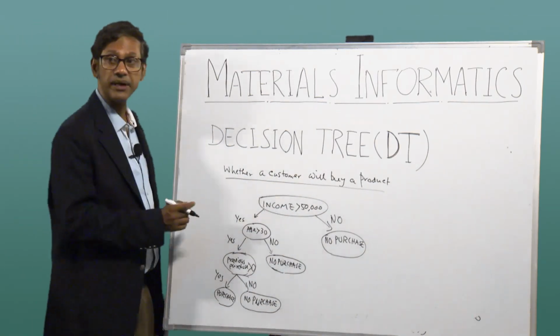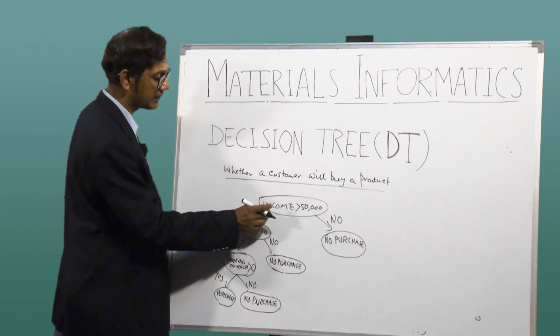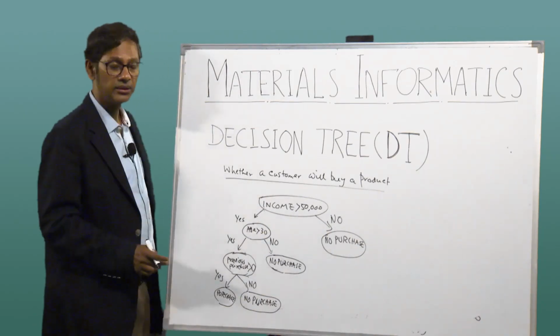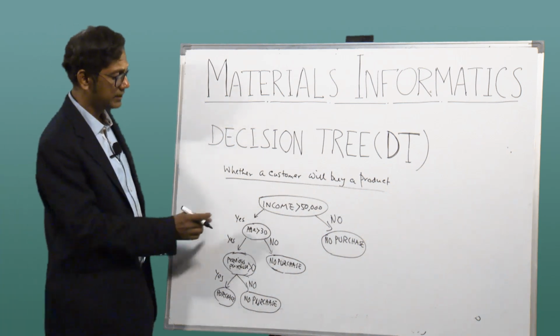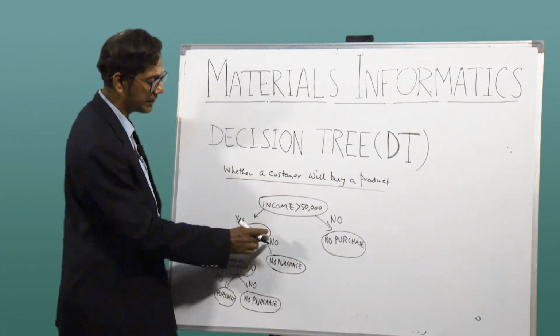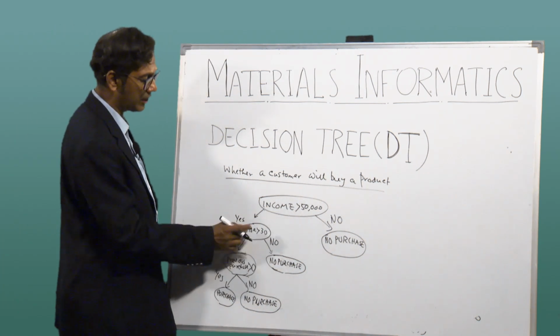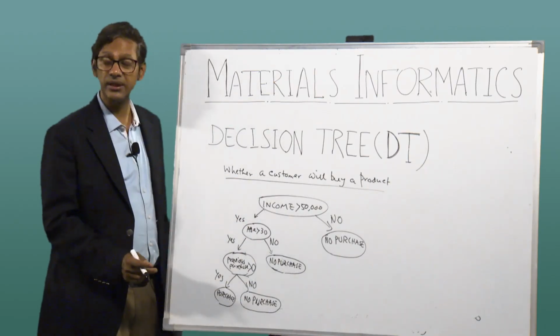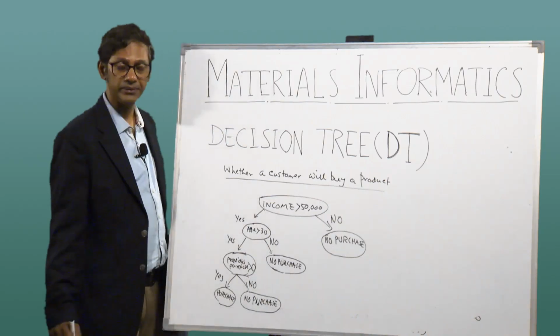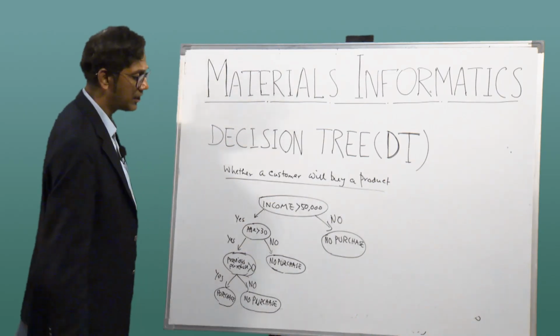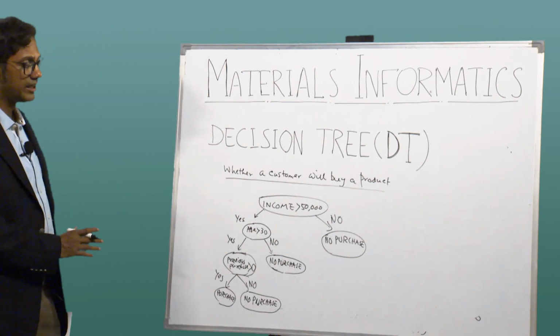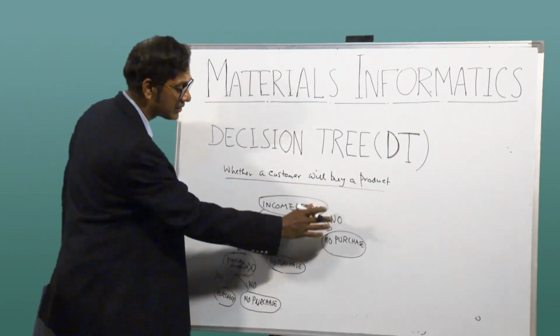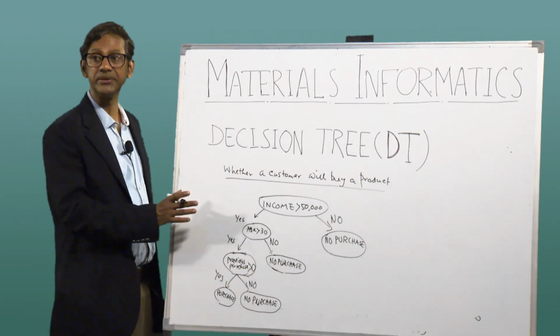But that is not the only factor. Even if the person has more than 50,000 rupees monthly income, still he or she may not purchase. Only when age is more than 30 and the previous purchase history is there, then only purchase will happen, otherwise it will not happen. So, this is a tree-like structure which helps us understand how a decision is made, correct.